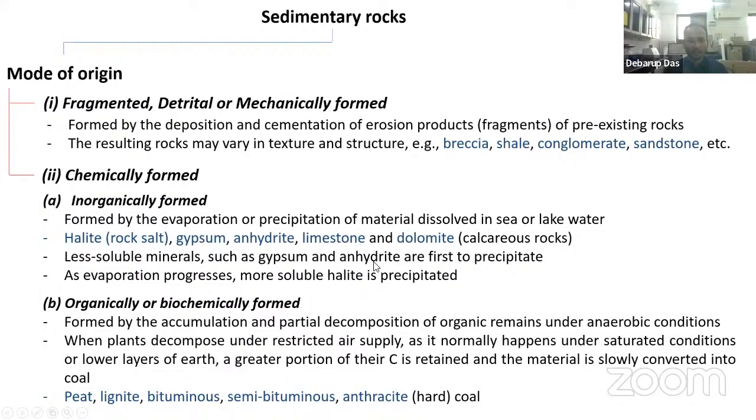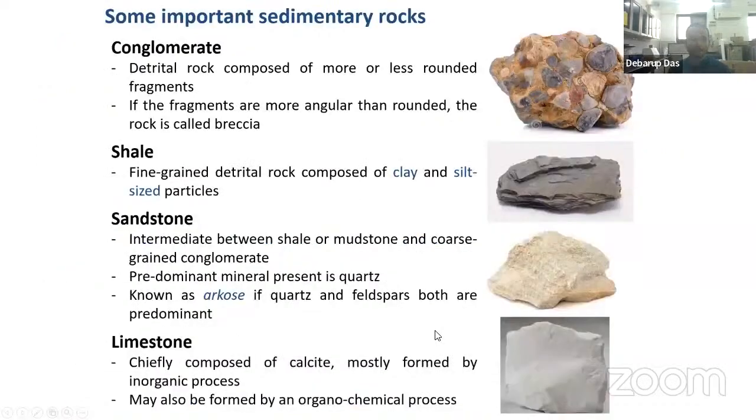Less soluble minerals such as gypsum and anhydrite are first to precipitate. As evaporation progresses, more soluble halite is precipitated. Organically or biochemically formed rocks come from the accumulation and partial decomposition of organic remains under anaerobic conditions. When plants decompose under restricted air supply, as normally happens in the lower layers of the earth, a greater portion of the carbon is retained and the material is slowly converted into coal. Coal basically gives you peat, lignite, bituminous, semi-bituminous and anthracite. These are all biochemically or organically formed sedimentary rocks.